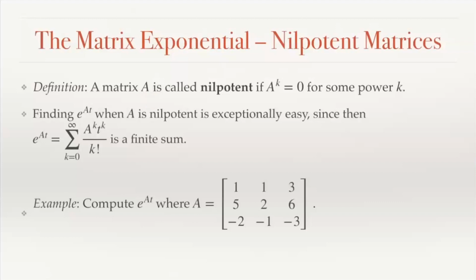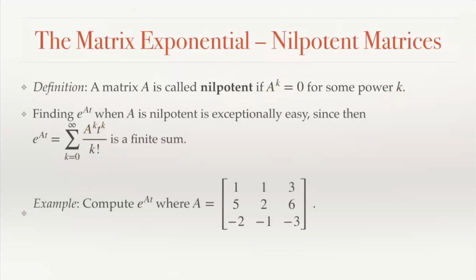A matrix A is called nilpotent if A to the k is 0 for some k. And note that once we get to 0, then everything past it will also be 0, because at that point we're just multiplying by 0 again and again and again. And in the case that A to the k is 0 for some k, then this sum becomes a finite sum, because once we hit the point where A to the k is 0, then everything past it just disappears.